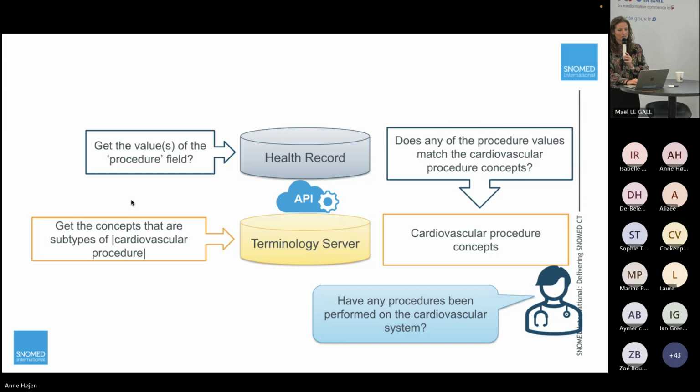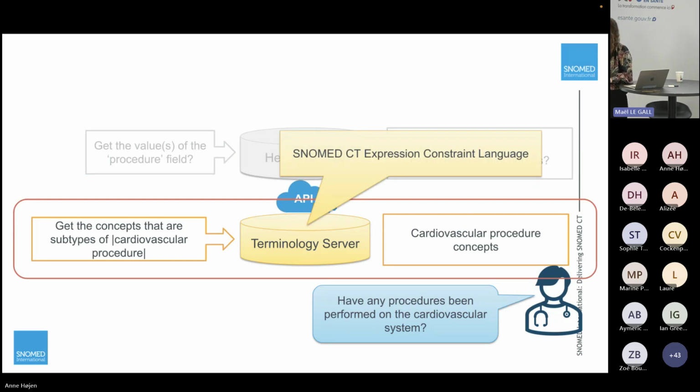So that process here, get concepts that are subtypes of cardiovascular procedure to get all cardiovascular procedure concepts to compare with. That process is why you need a terminology server or some services that allows you to use the hierarchies in SNOMED to find them. And we have a language that is called the SNOMED CT expression constraint language, so a query language.